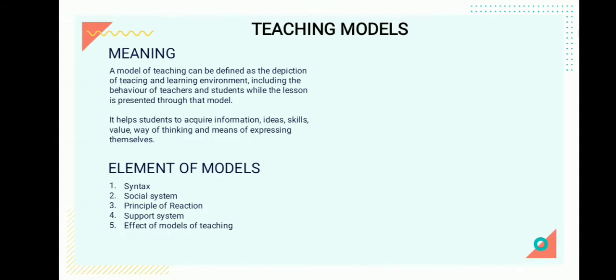Second, we have social system. The social system of a model explains the nature of the learning environment. It describes the roles and relationships of the teacher and the students through the process as well as designing the lesson.